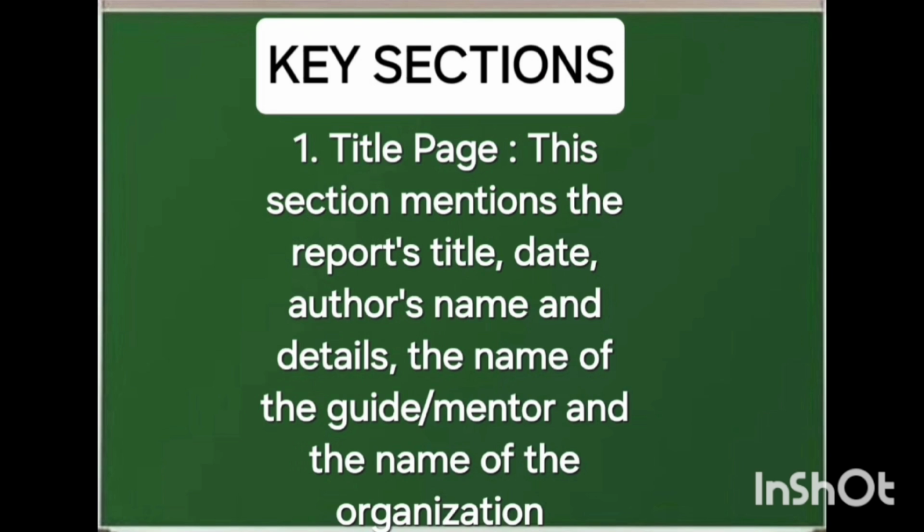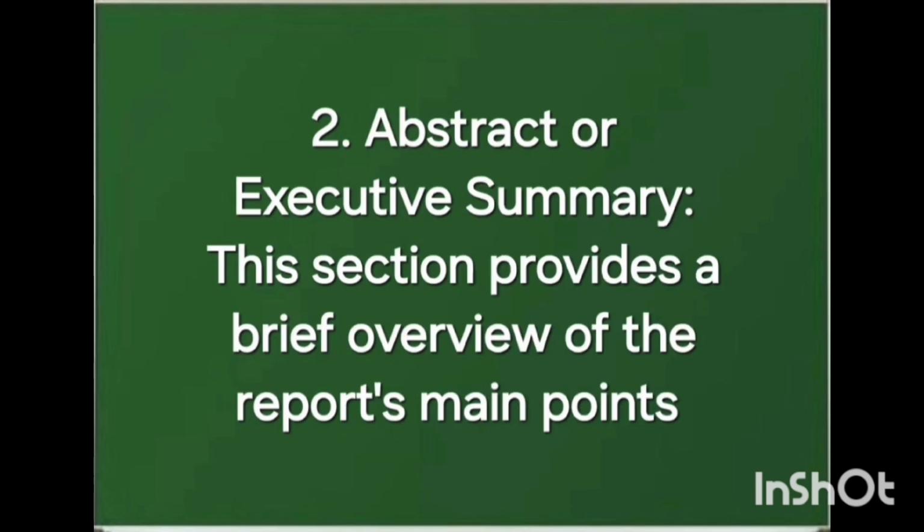Next, we have the abstract or the executive summary. So what is the executive summary? Executive summary is the summary of the entire report in a nutshell. So this section actually provides a brief overview of the report's main points written in a concise manner. So that's the abstract of the report.